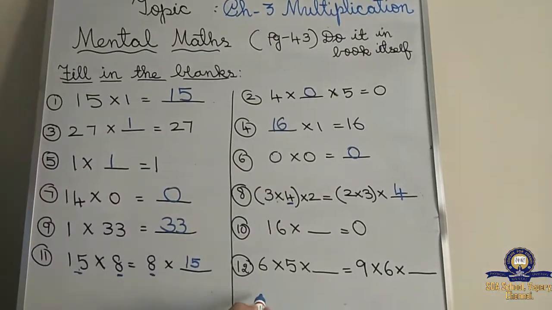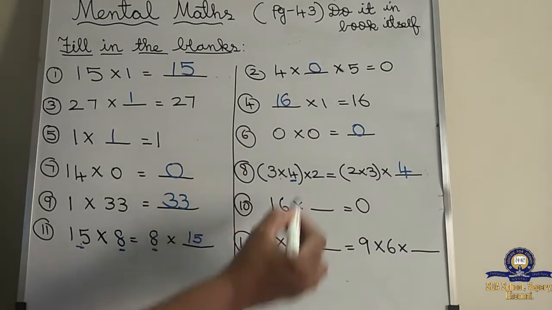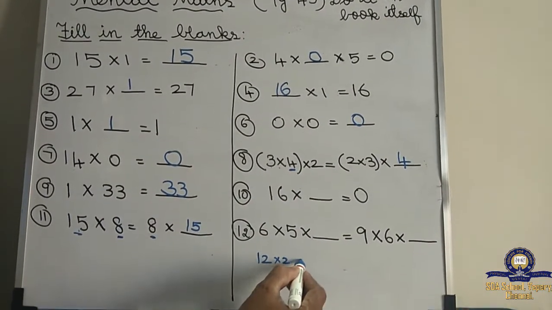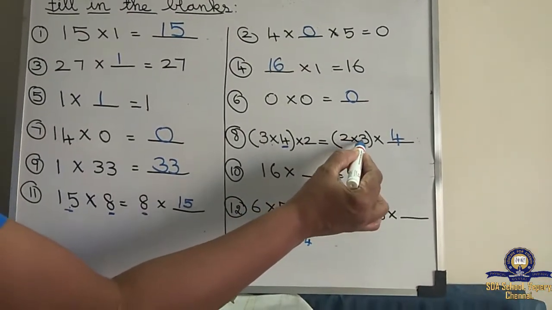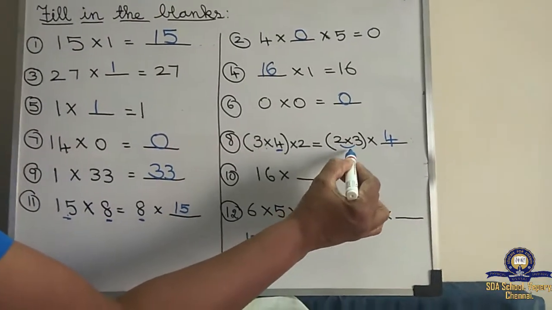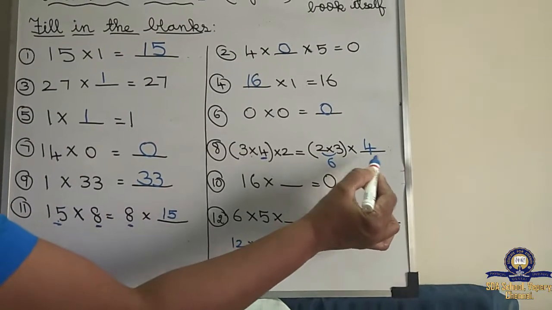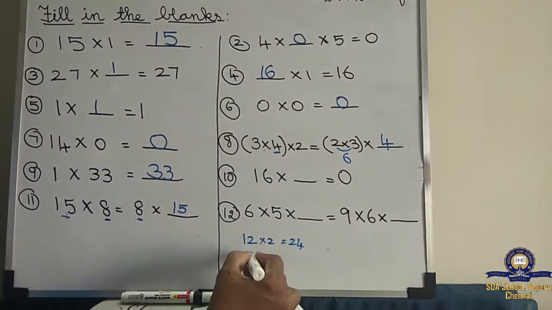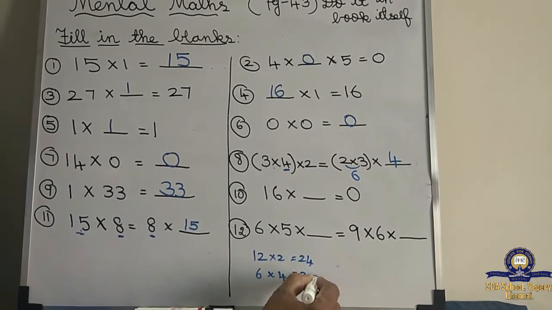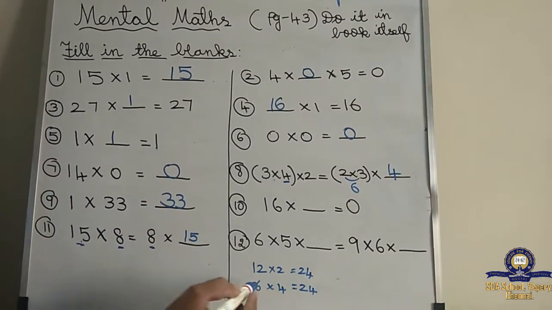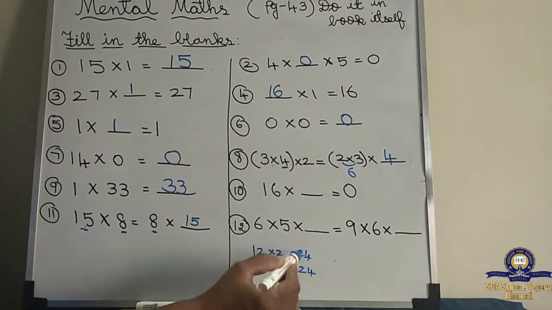See, 3 4s are 12, and 12 into 2 is 24. When you write it like this also, 2 3s are what will come? 2 3s are 6. 6 4s are 24. The same answer. Understood? The product is the same. Only the factor is different, but the product is the same.